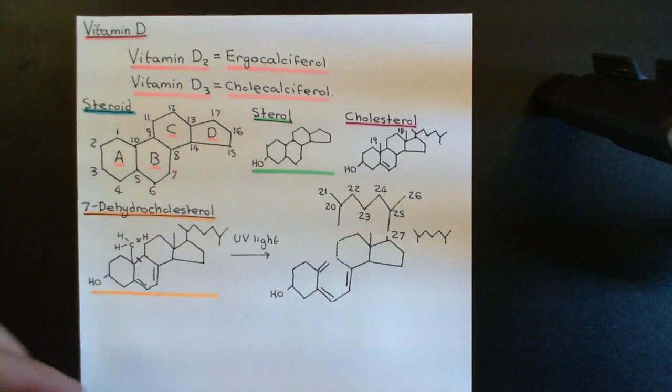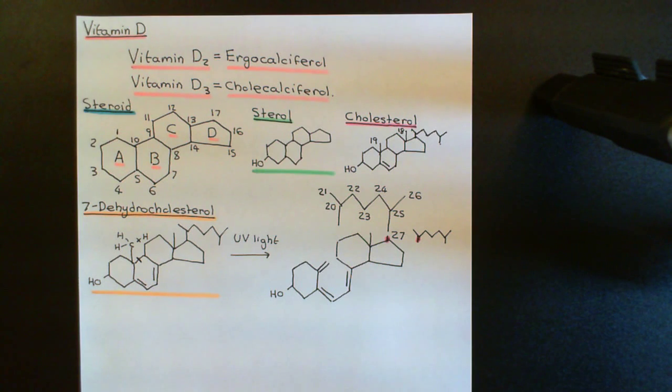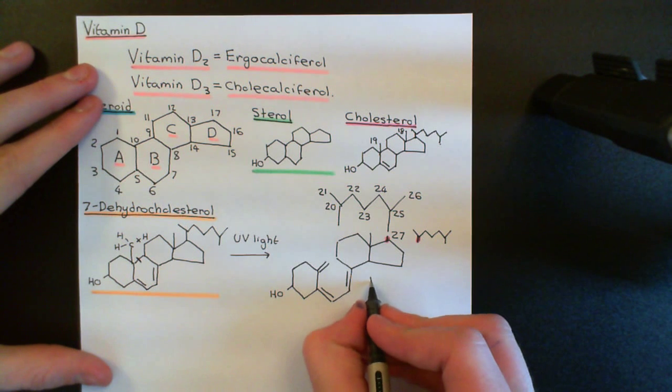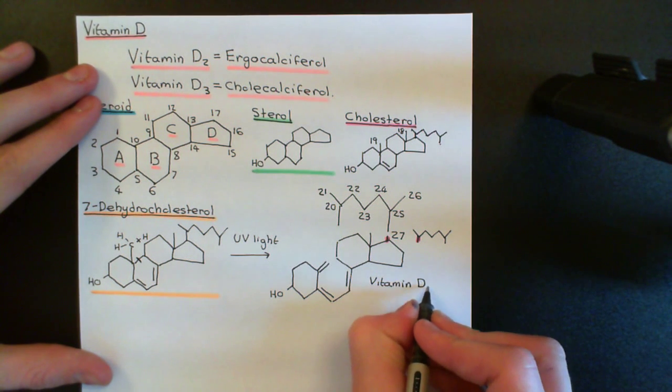So I'll colour code it so that it's obvious that this should continue on to there. Okay, and I believe that is everything. Let me just check that I've got everything. Yes, I believe I do have everything on there. Okay, so this structure now, this is vitamin D3, or you can call it cholecalciferol.